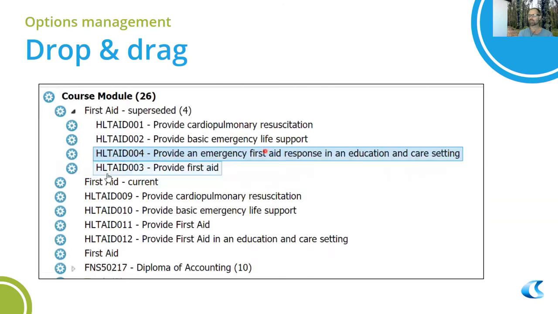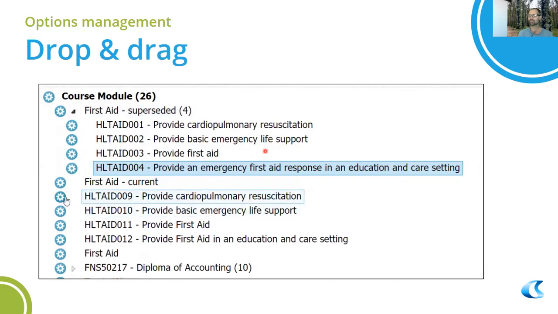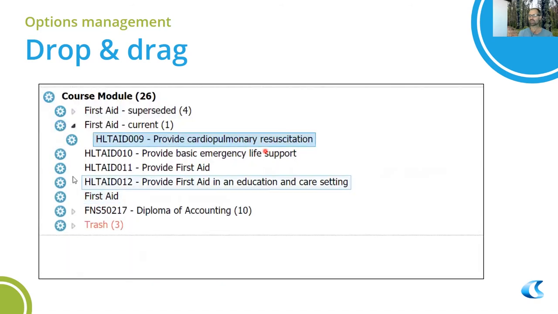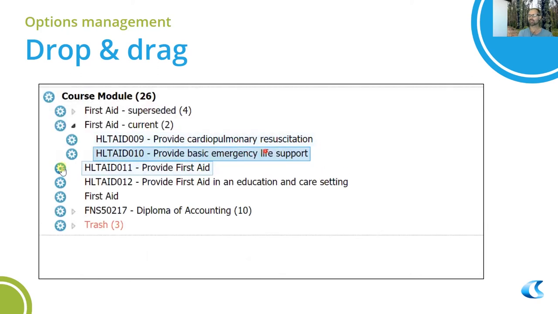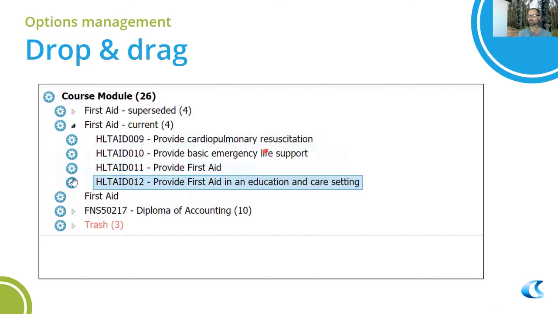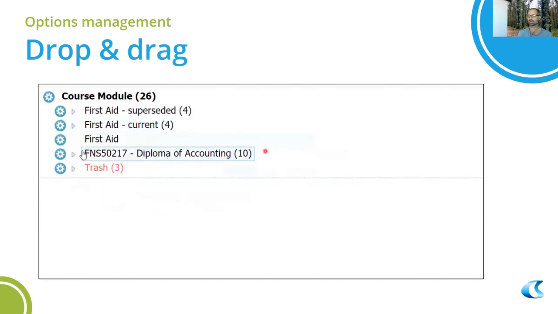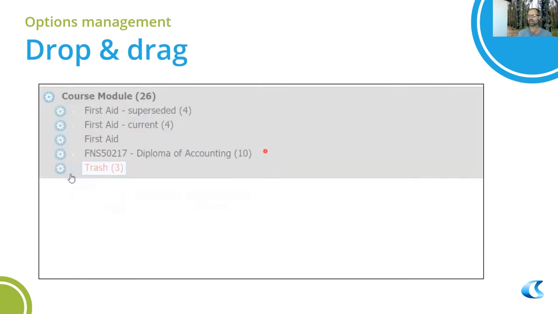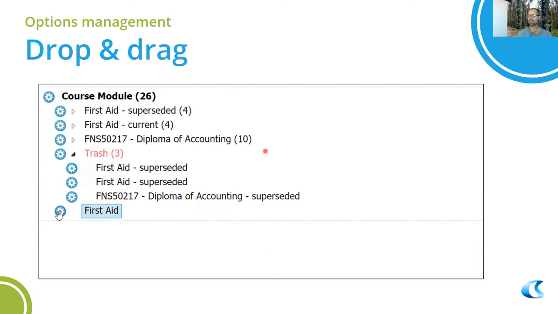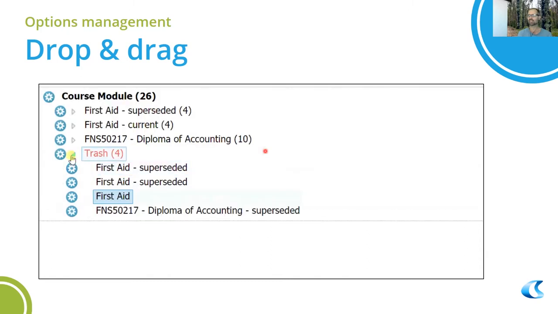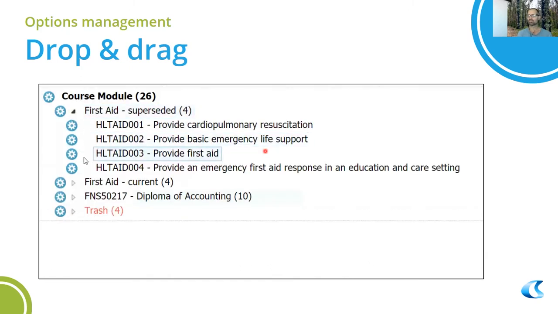Put that in the wrong place, so I've got to drag it back down. So I create the child first, and then I drag them underneath. So you can change the order without any issue. There we go. I want to get rid of that first aid and drag it into the trash, but I can't drag it in. I have to open up the trash first, and then I drag first aid in, just to keep it tidy.